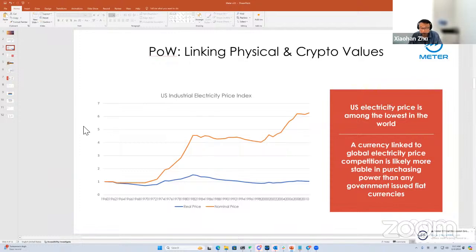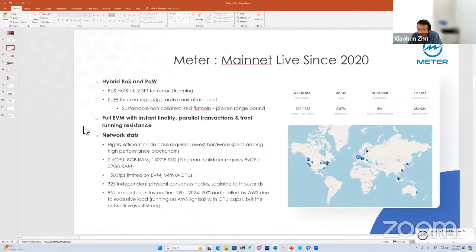So here we summarize the consensus used in the Meter blockchain. We have a hybrid proof of work and proof of stake. On the proof of stake side, we use the state-of-the-art HotStuff 2 BFT algorithm. I can explain it later with a comparison with other popular consensus algorithms. But basically, the HotStuff 2 algorithm was published in April 2023, so it's as new as it could be.